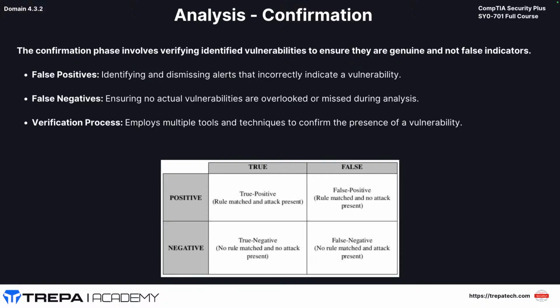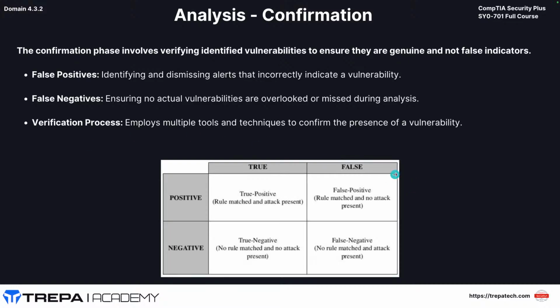We have false negatives. So it's ensuring that no actual vulnerabilities are overlooked or missed during analysis. We have true positives. This is not necessarily what we want, but if we're going to get an alert, we want it to at least be a true positive. A true negative is no rule matched and no attack present.